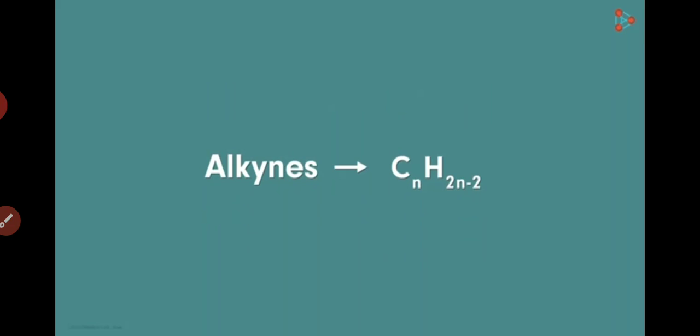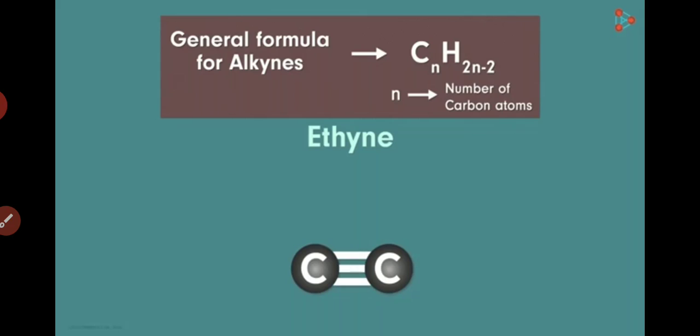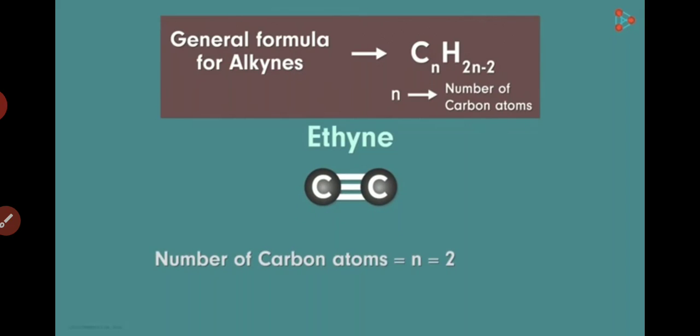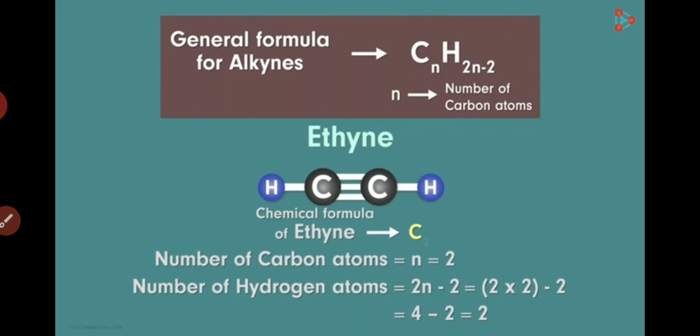Now let us take an example to understand the working of this formula as well. We consider the simplest alkyne, that is ethyne, as our example. It has two carbon atoms that share a triple covalent bond. As it has two carbon atoms, the value of n in the formula will be 2. And the number of hydrogen atoms will be 2 times 2 minus 2. It gives us the answer as 2 hydrogen atoms. Thus the formula for ethyne is C2H2.